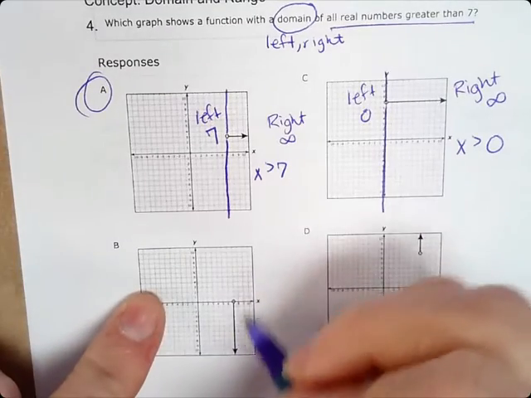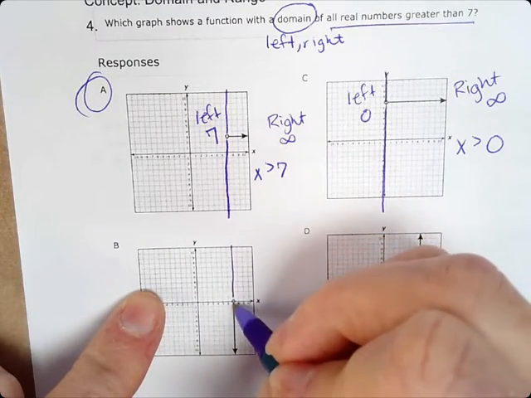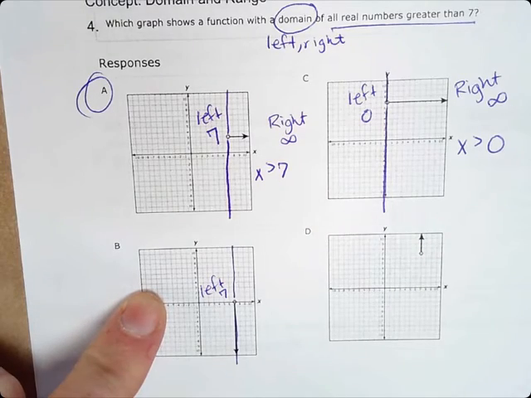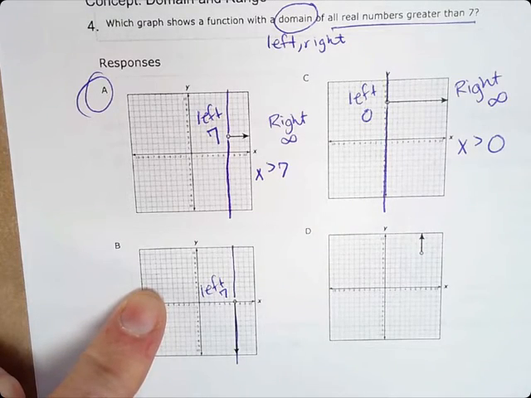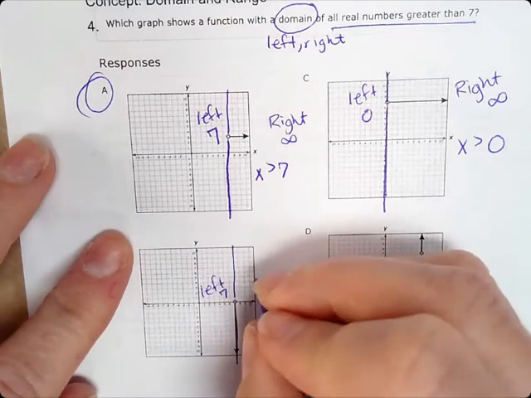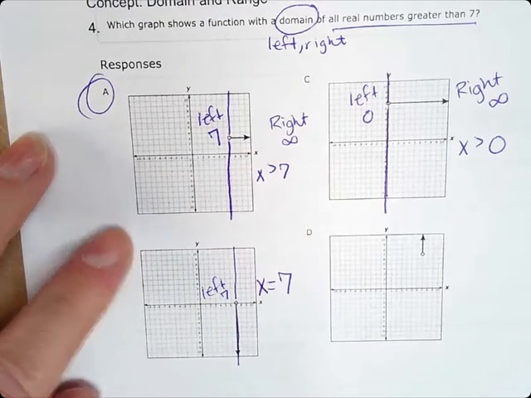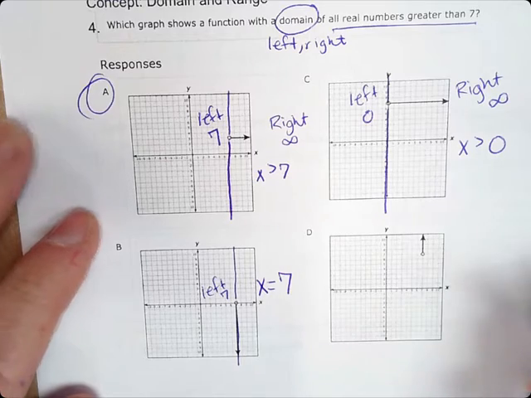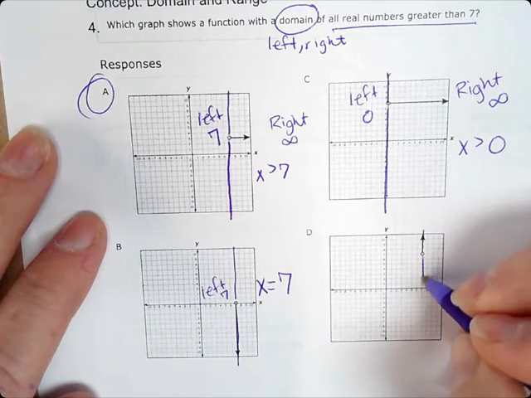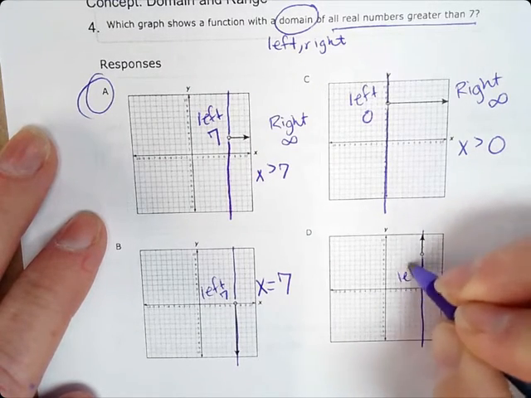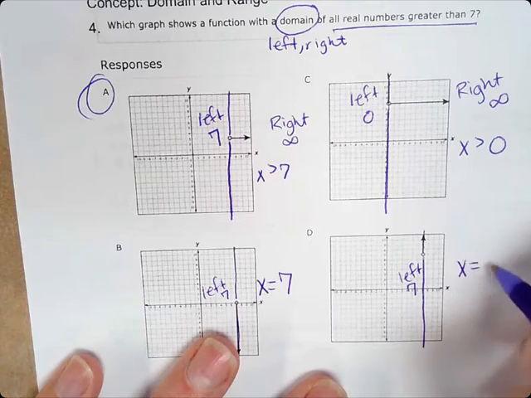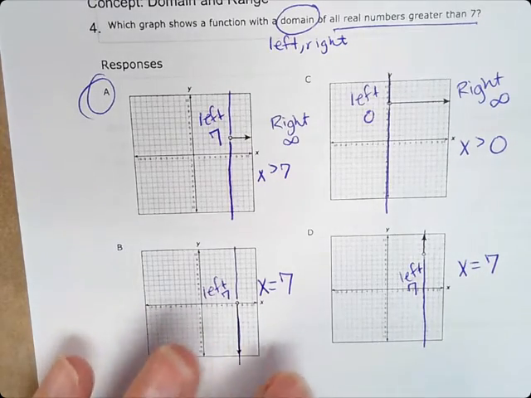B, how far left? Well, if I try to box it in, it's going left to 7, and it goes nowhere else. It just stays on 7. So our domain is just x equals 7. D, same thing. The x value left and right is 7. It doesn't go anywhere. It stays right on 7. So this domain is x equals 7 also.